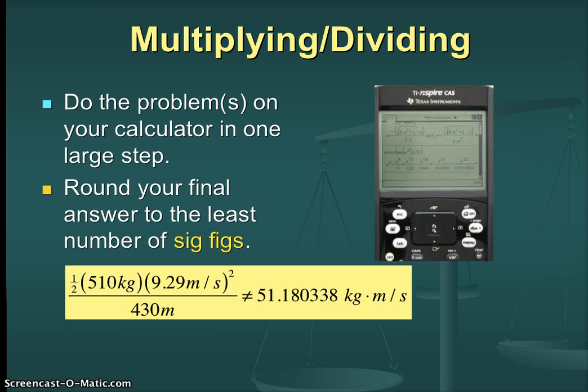Ready? Enter. Guess what? 1/2 of 510 kilograms times 9.29 meters per second quantity squared divided by 430 meters is not 51.180338 kilogram meters per second. It simply isn't. It's not true.